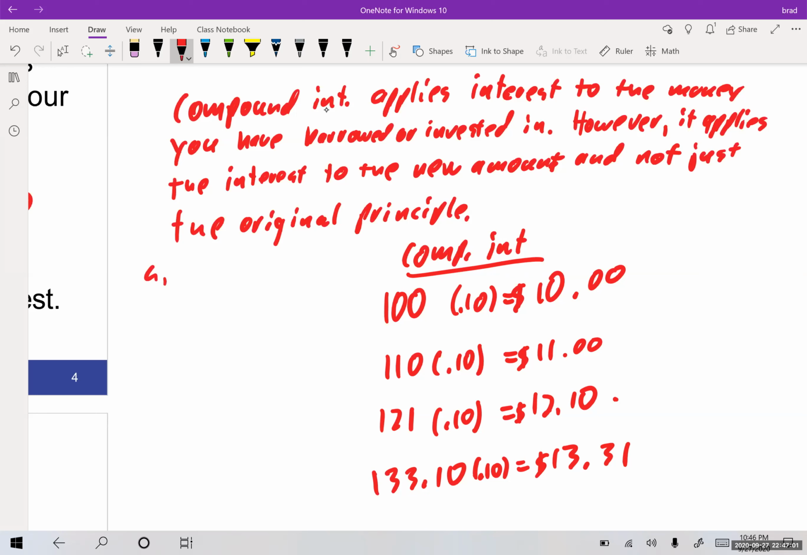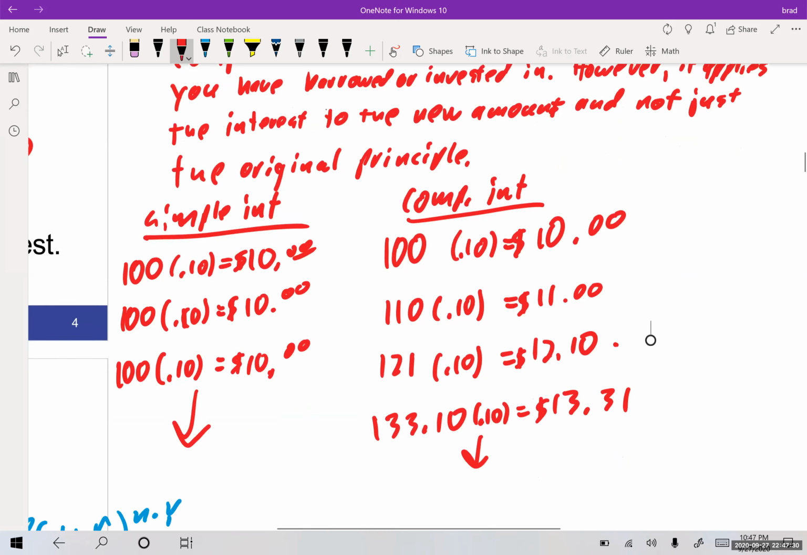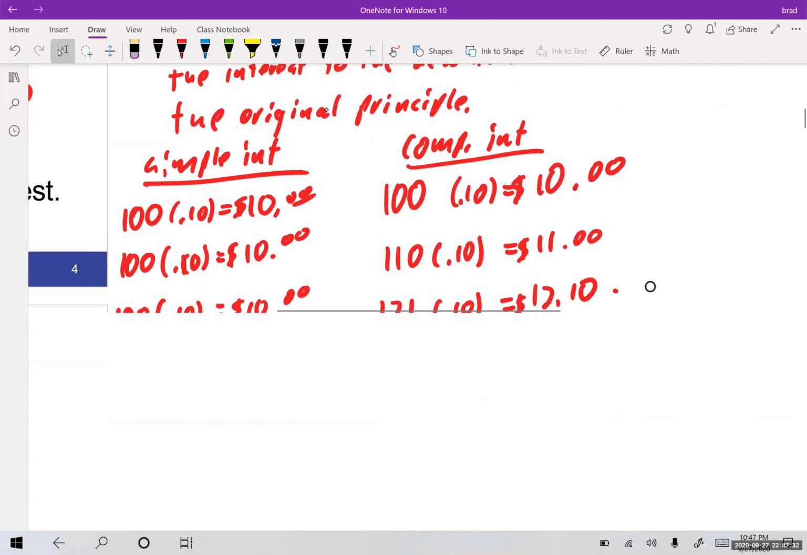And then simple interest would just do this. You have $100, you take 10% for the first year, you'd get $10. Next year, you have $100 still, you take 10%, you'd still get $10. You got another $100, you take 10%, the next year, you still get $10. Okay, and then so on and so on. And this one keeps getting a little bit bigger, and then this one just keeps staying $10.